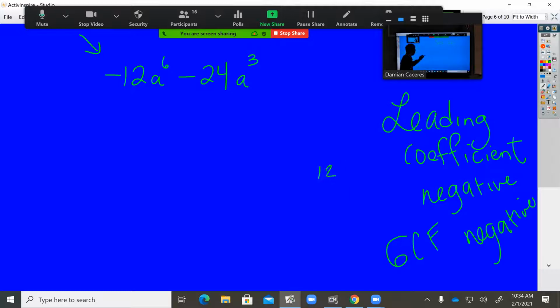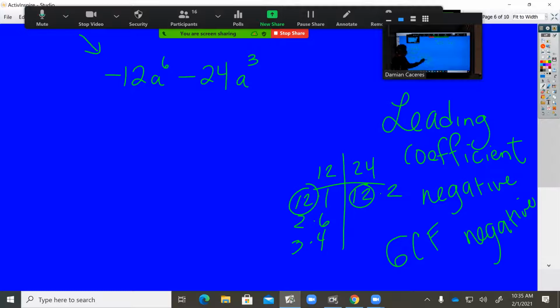So first, let's get the factors the normal way. 12 and 24. Which one are we going to break down? 12 or 24? 12, the smaller one always. 12 times 1, those are two factors for 12. What are the other factors for 12? 2 times 6, 3 times 4. Now, you want the greatest number here. So start with 12. Can 12 times something give you 24? Yes, 12 times 2.